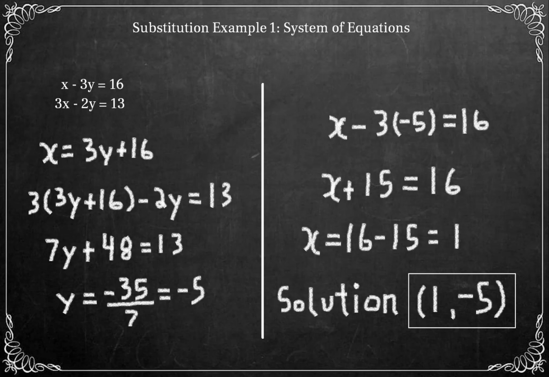We can solve for the other variable x by substituting y into any of the original two equations. We get x equals 16 subtract 15, which just equals 1. Voila! Our solution set is x equals 1, y equals -5, which means this is where the expressions intersect on a graph. Is this the case?